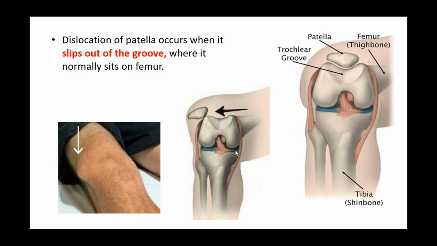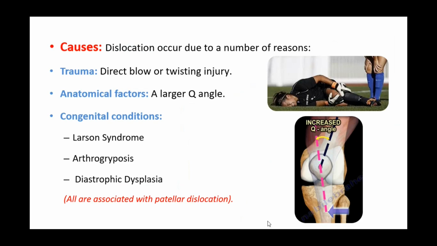Now in case of dislocation, the patella slips out of this groove and clinically this kind of picture appears. Laterally, the patella slips out of the groove and this is where we can see the patella on the lateral side instead of the center.